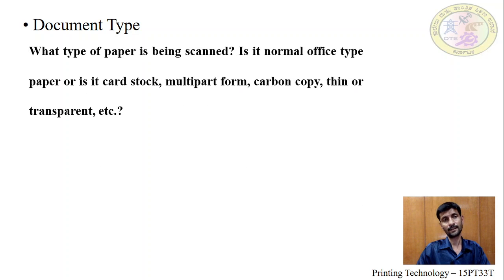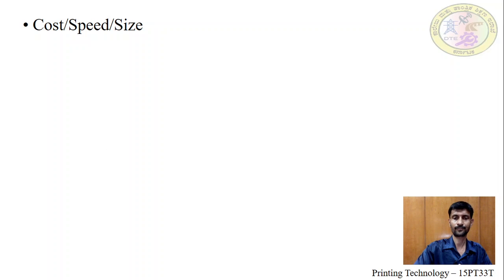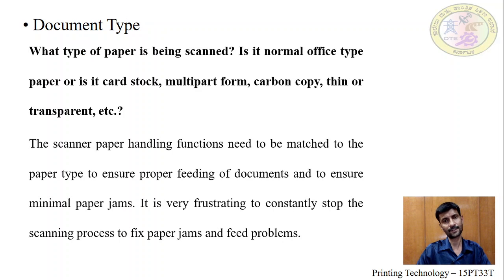Next question: what type of paper is being scanned? Normally office type paper, or it can be cardstock, multiple forms, carbon copy, or transparent paper, etc. These have to be considered in the document type. The paper handling functions need to be matched to the paper type to ensure proper feeding of the document and to ensure minimum paper jams. It is very frustrating for the consultant to stop the scanning process to fix paper jams and feeding problems during production.